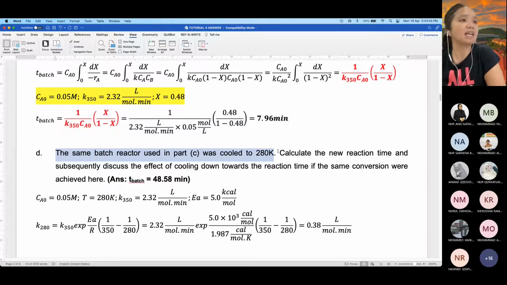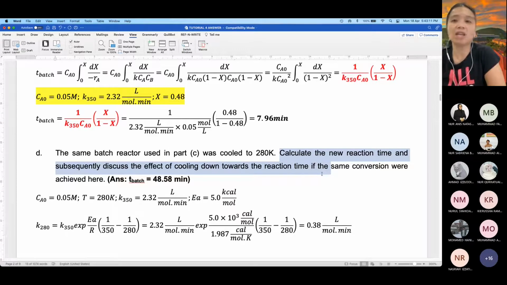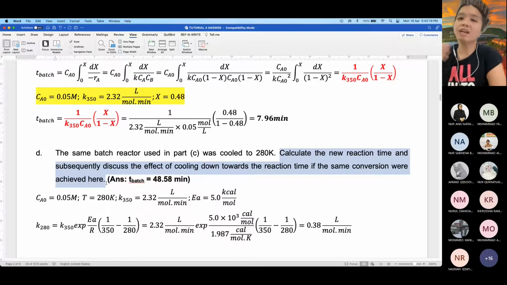They say calculate the new reaction time and discuss the effect of cooling down towards the reaction time if the same conversion were achieved here. So why does it ask us to calculate the new reaction time? Maybe you might wonder, why when the reactor is cooled down does the reaction time need to be recalculated? Why do we need to calculate the new reaction time when I cool down the reactor?